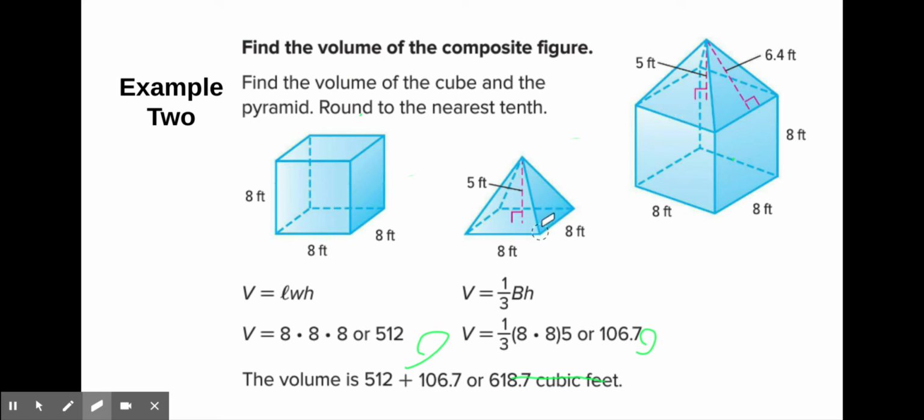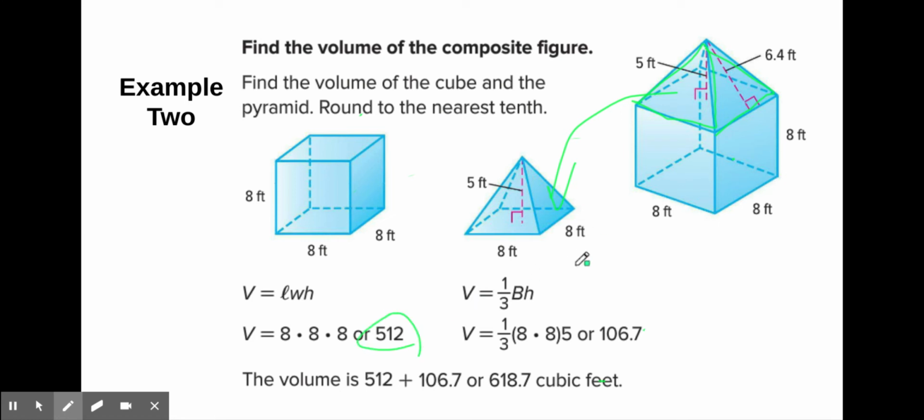Now with this one right here, again, we see a prism and we see a pyramid sitting on top of it. So there's your pyramid right on top, right there. And so what they did is they took that pyramid and put it right here. So you figure out the volume of your cube here, 8 times 8 times 8, 512.